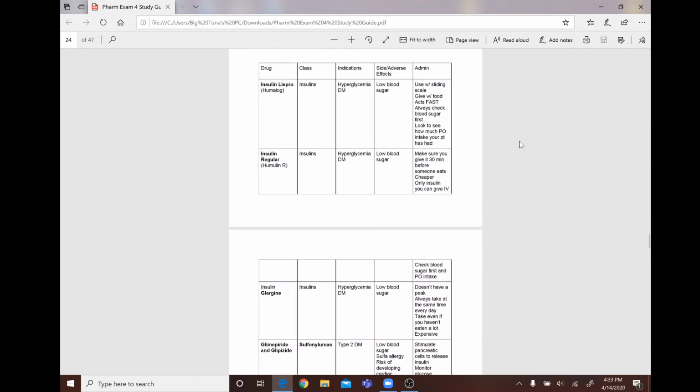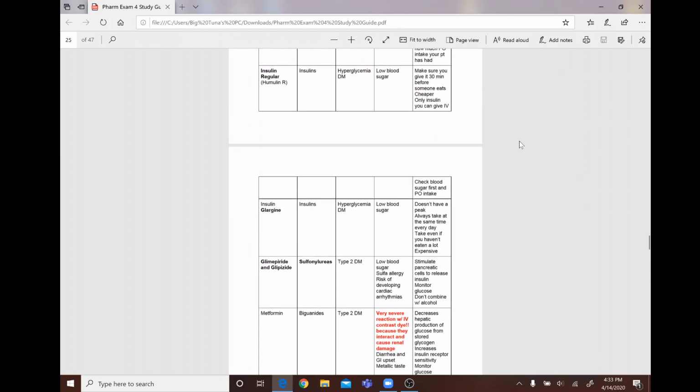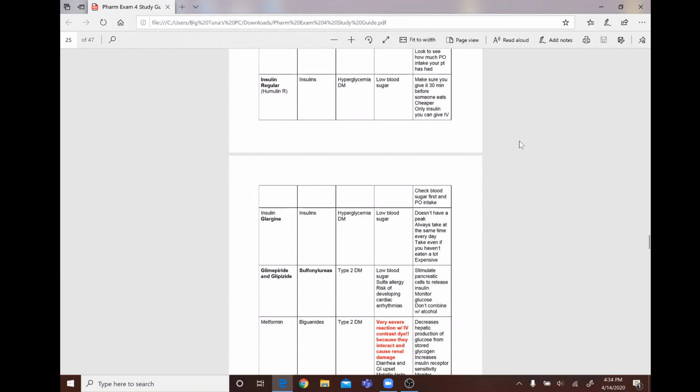Insulin regular, Humulin R, is what type of insulin? It's a short-acting insulin. What do we use insulin regular for? Hyperglycemia and diabetes. What is the main side and adverse effect of insulin regular? Hypoglycemia. What do we need to know when someone takes insulin regular? Make sure you give it 30 minutes before someone eats. It's cheaper. This is the only insulin you can give IV. And check blood sugar first and PO intake.